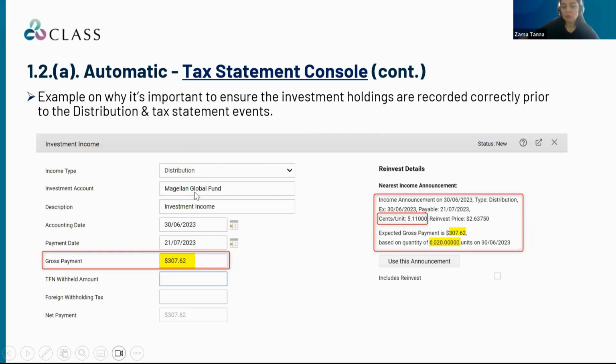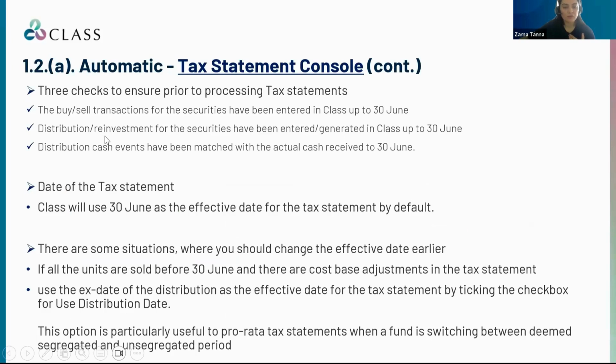in this Magellan Global Fund investment, there was an income announcement for 5.11 cents as a distribution event. Class would automatically calculate this amount, multiplying the income announcement by the quantity that the fund had held. If your quantity was incorrect, that means this multiplied by your income announcement, your gross payment will be incorrect. So it will cause you more issues for reconciling the fund. So hence, it is important to ensure that these 3 checks are correct and they have been processed correctly prior to processing the distribution and the tax statements.